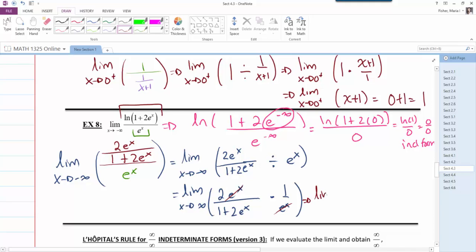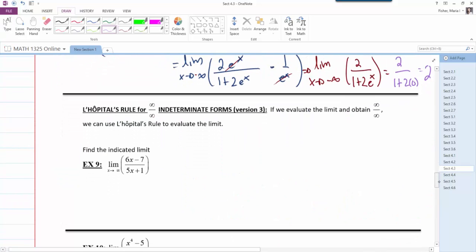So this is just the limit as x approaches negative infinity of 2 over 1 plus 2 times e^x. So direct substitution now, we get 2 over 1 plus 2 times, remember the limit as x approaches negative infinity of e^x is 0, so this ends up being 1 plus 0, or just 1, so 2 over 1 is just 2. So the limit as x approaches negative infinity of the natural log of 1 plus 2^x over e^x is equal to 2.